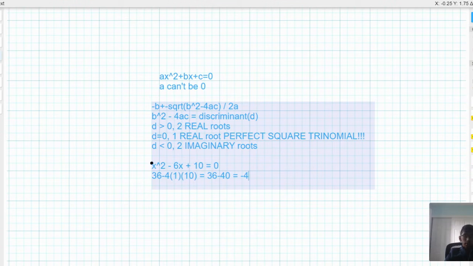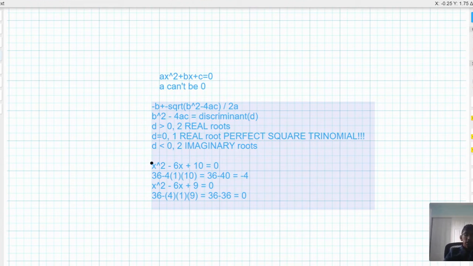imaginary roots. However, if we were to take another equation, we can just do x squared minus 6x plus 9 equals 0. It'll still be 36, but instead it's going to be 4 times 1 times 9, which would be 36 minus 36. And then that would equal 0.